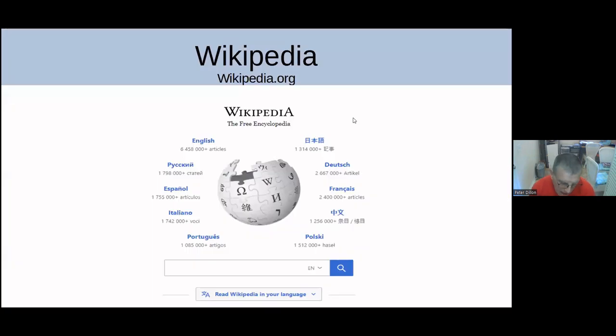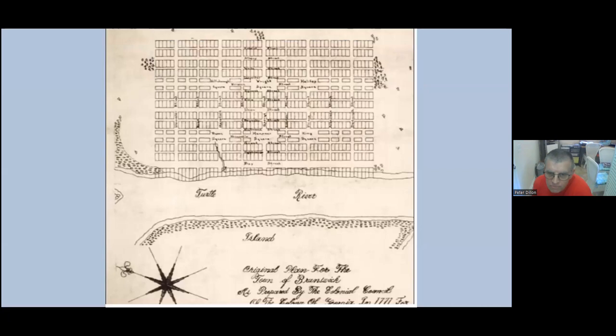And then I found Wikipedia to be an interesting source of information. If you're not familiar with Wikipedia, it's a self-correcting and self-editing encyclopedia online. So people can edit and correct information that they think is not correct in here. And there's a whole process for doing that. So if you don't want to get involved in that, you don't have to. But they do have maps in here. One of the maps that I've looked at was this one for Brunswick.